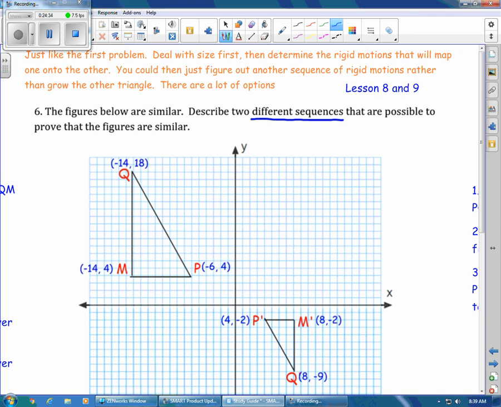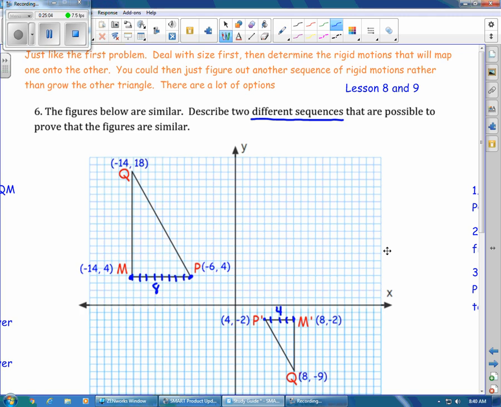So the easiest one, in my opinion, is looking at P prime M prime and then PM. To get from these 2 points, P prime M prime, I've got 1, 2, 3, 4 units. And to get from P to M, I've got 1, 2, 3, 4, 5, 6, 7, 8 units. So you might be saying, scale factor, I can tell right now 8 divided by 4 is going to be 2, which is true.